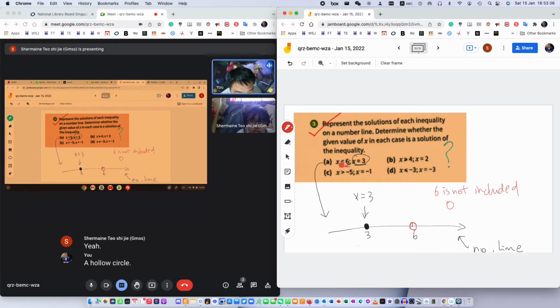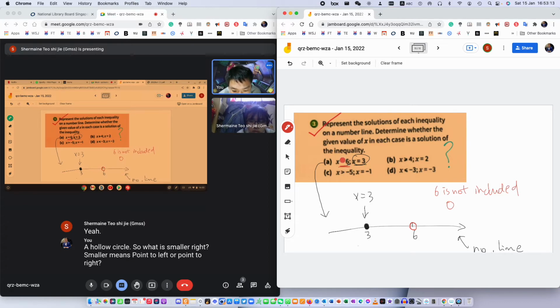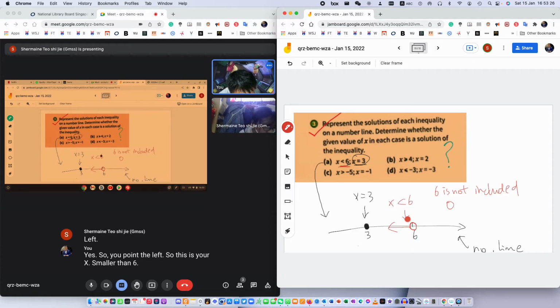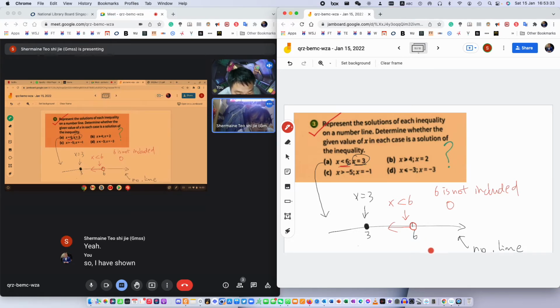So over here, smaller, right? Smaller means point to left or point to right? Smaller than 6. Left. Yes. So you point to left. So this is your x smaller than 6. Are you clear? Yeah. So I have shown you how you do part A. Okay? I have shown you how you do part A.